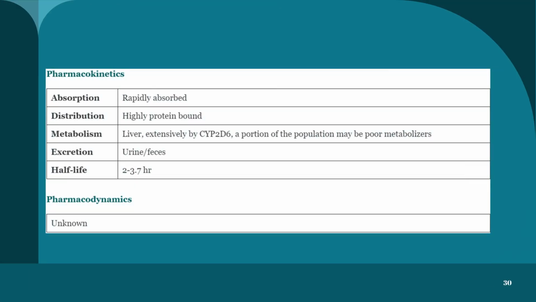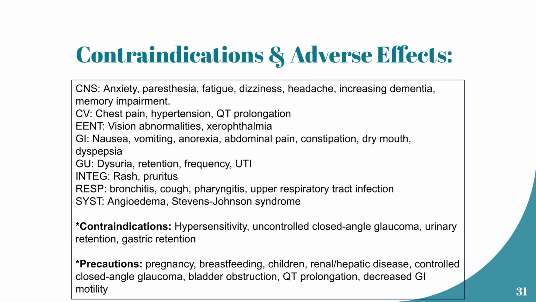Finally, let's discuss tolterodine. Tolterodine, or Detrol, is an anticholinergic. It acts as a competitive muscarinic receptor antagonist, reducing bladder smooth muscle contractions and the urge to urinate. It is used to treat symptoms of overactive bladder, such as urinary frequency and urgency.